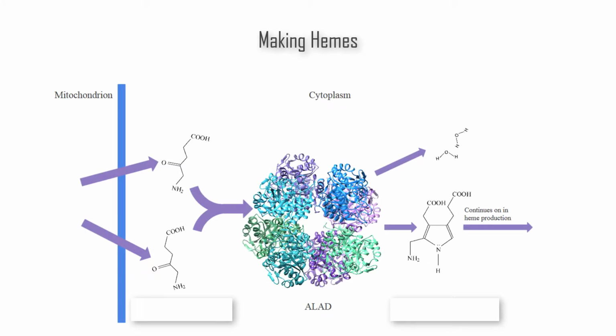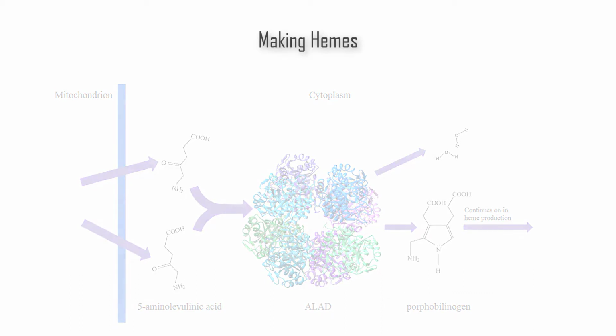Without zinc, ALAD would not be able to function. While the exact role of zinc is unknown, we know that it is important in helping aid the combination of 2 molecules of 5-aminolevulinic acid, or ALA, to form porphobilinogen, or PBG.